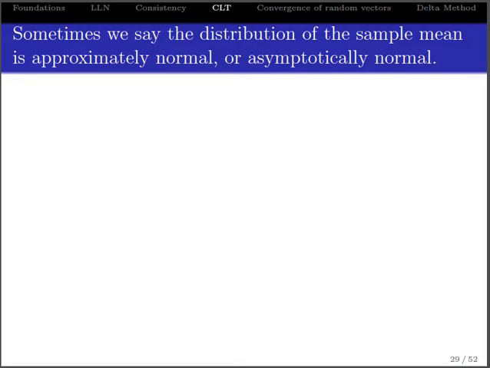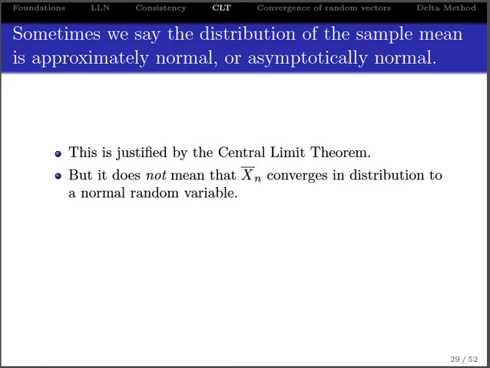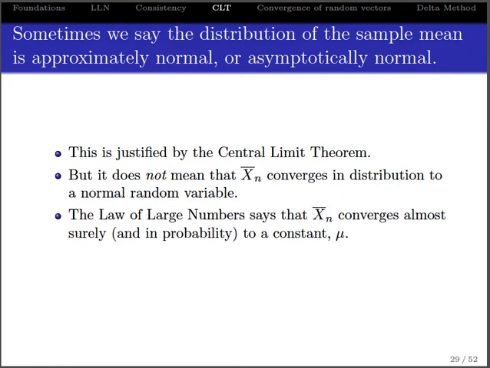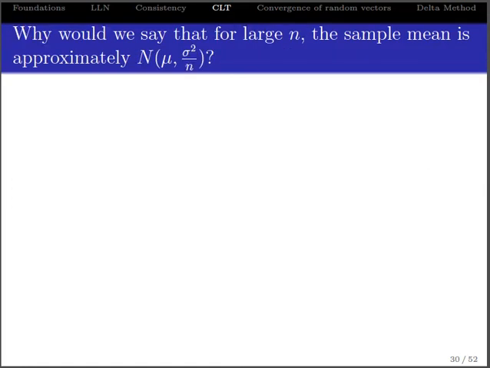Sometimes we say that the distribution of the sample mean is approximately normal or asymptotically normal, and that's justified by the central limit theorem. But it does not mean that X bar converges in distribution to a normal random variable, not at all, because the law of large numbers says X bar converges almost surely, and thus in probability, to a constant, mu, the expected value of the distribution. And so X bar must converge to mu in distribution as well, and not to a normal distribution. So why would you say that for large n the sample mean is approximately normal with mean mu and variance sigma squared over n? It's for this reason.